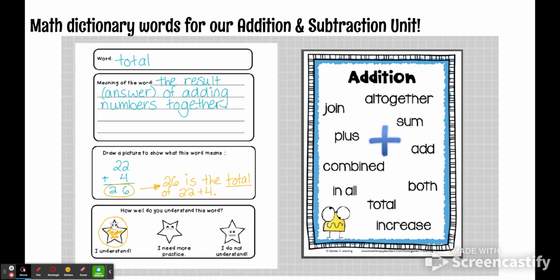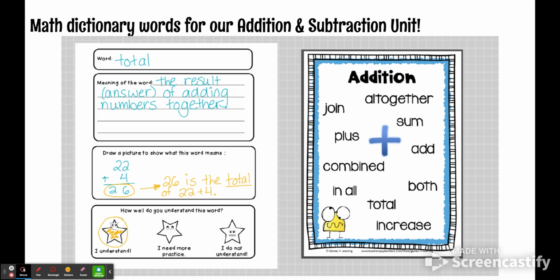Okay, so I'm going to go over two words here from our upcoming addition and subtraction unit to 10,000. I'm going to go over two different words, one from addition, one from subtraction, just so you can get an idea of how to explain these words. So my first word here for addition is total. Total is the result or answer of adding numbers together.